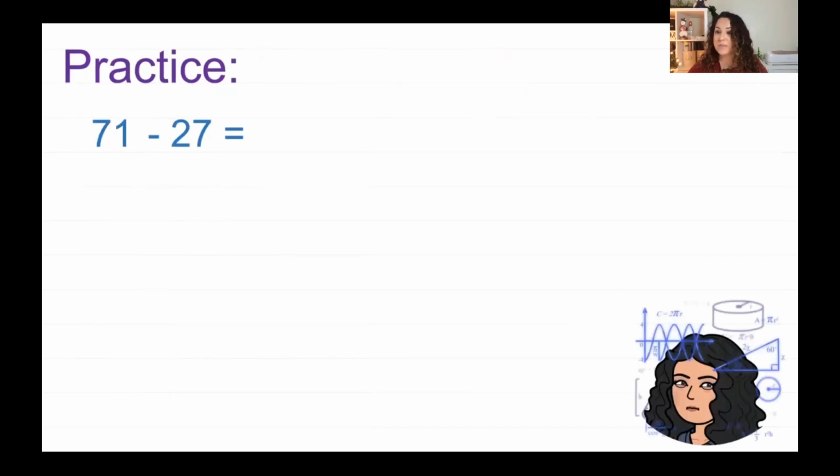And we're not going to be using that mat. Now, if you're comfortable with your place value mat at home, please use your place value mat with your place value chips. We can use the same strategy, but just with written form. So let me show you what that would look like.